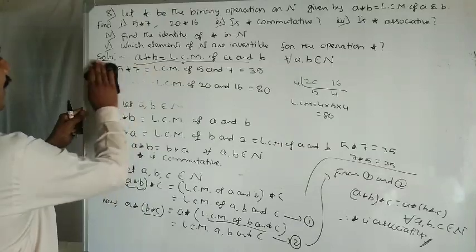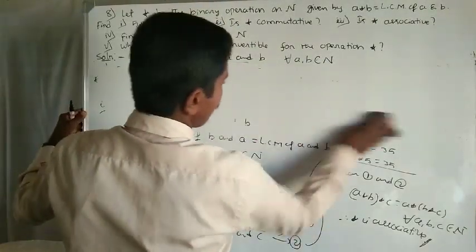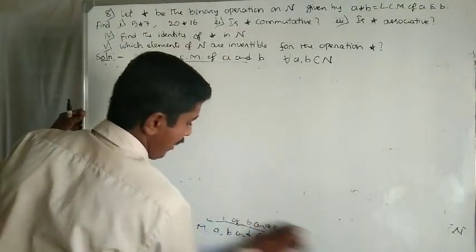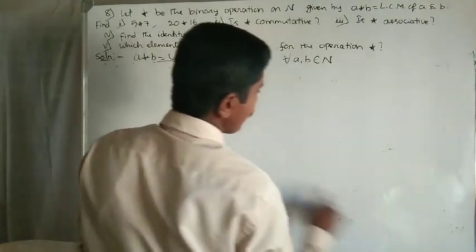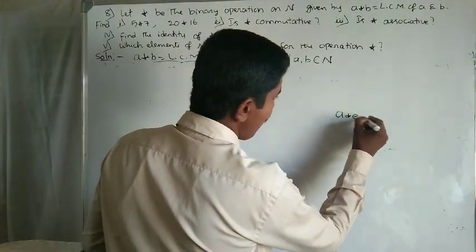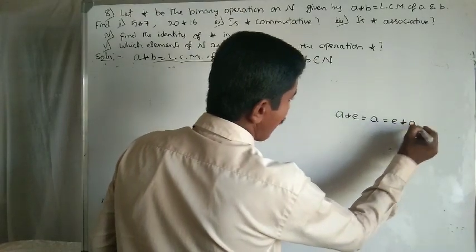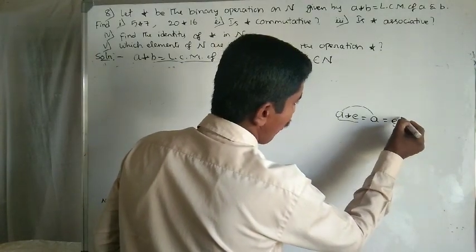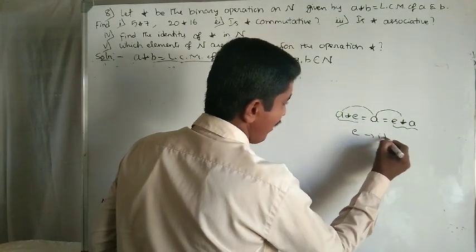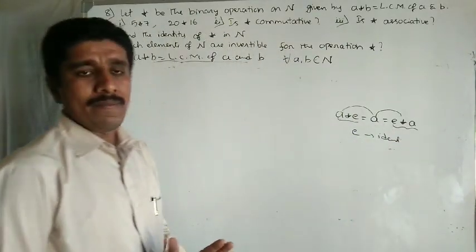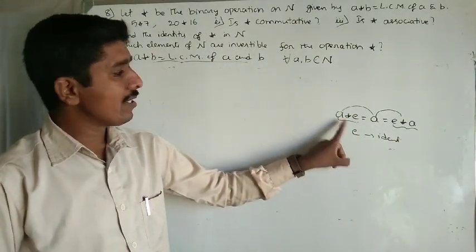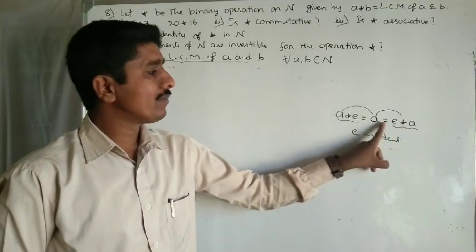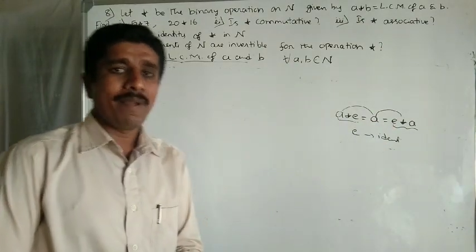Now, go to your fourth one. Find the identity of star in N. What is the definition of identity? A star E equal to A equal to E star A. That is, A star E equal to A, E star A equal to A. Here E is called the identity element. We know that this is the definition. Here E is called the identity element, A with E equal to A itself with respect to operation star.